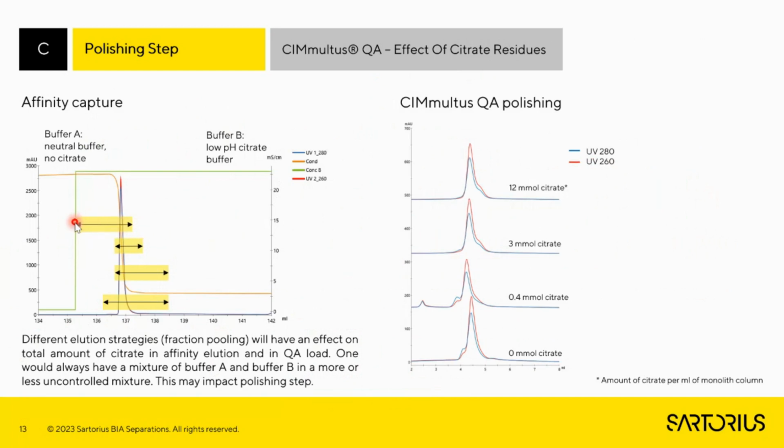And here is really an approximation, so it depends how you are fractionating your affinity eluate. Do I start from here to here? Do I collect just the peak itself? Do I take it for 3 CVs, 5 CVs? It will depend how much citrate you will then have on your QA column. And on the right side, we express those in millimoles of citrate that were bound to the column.